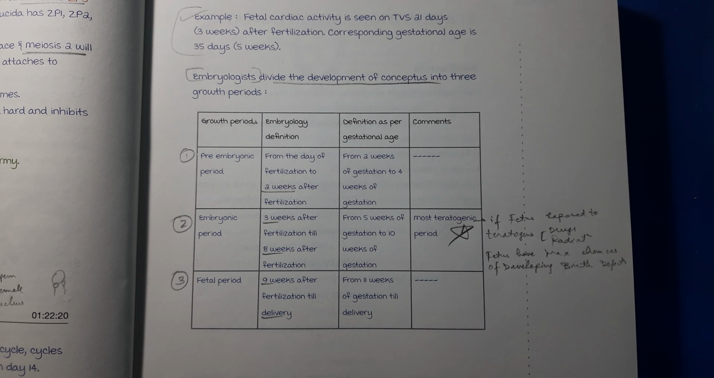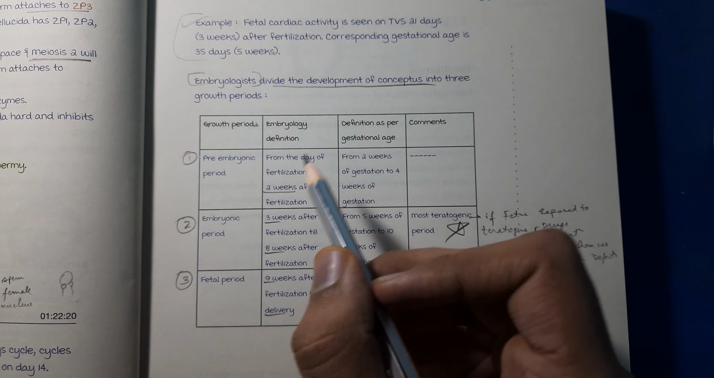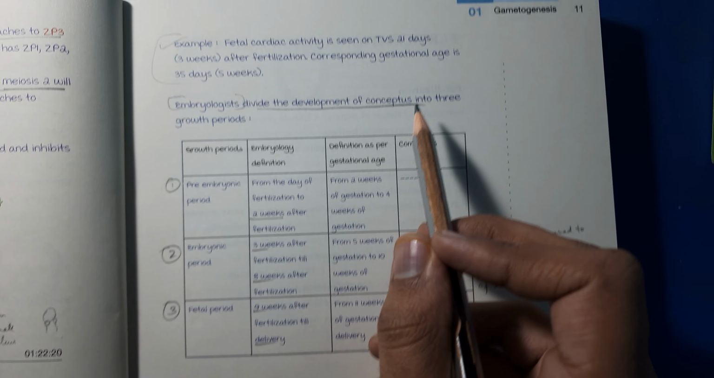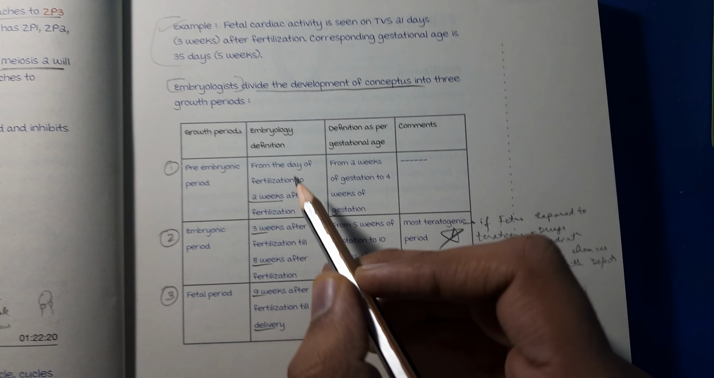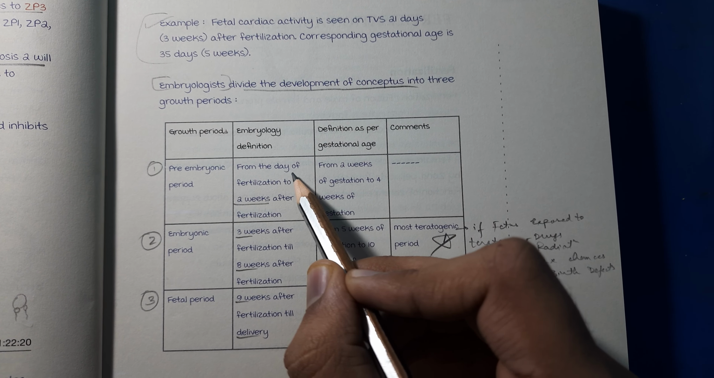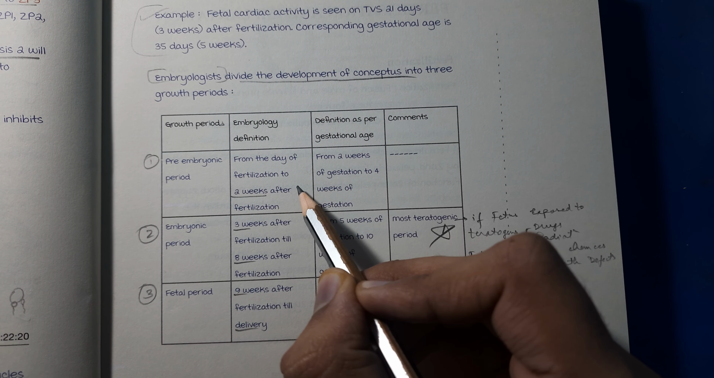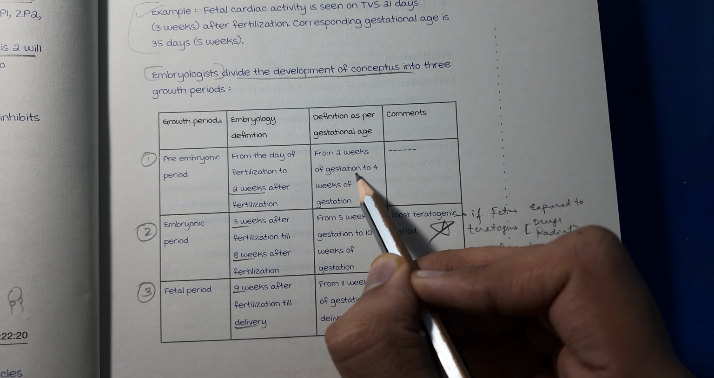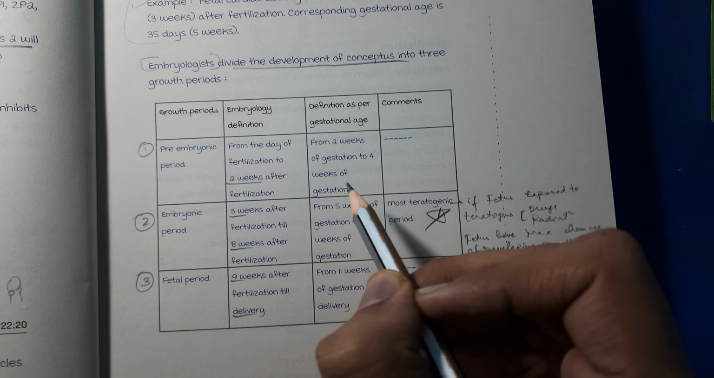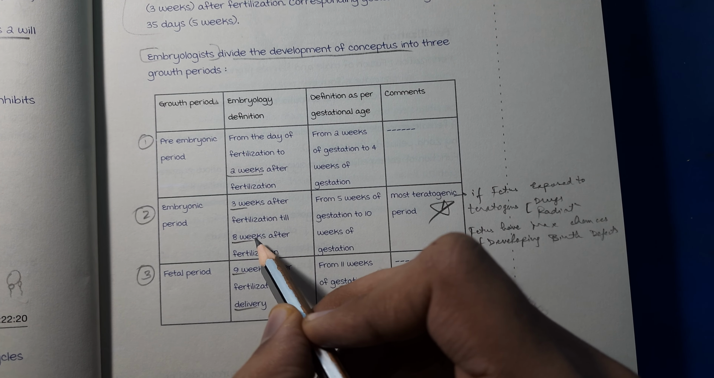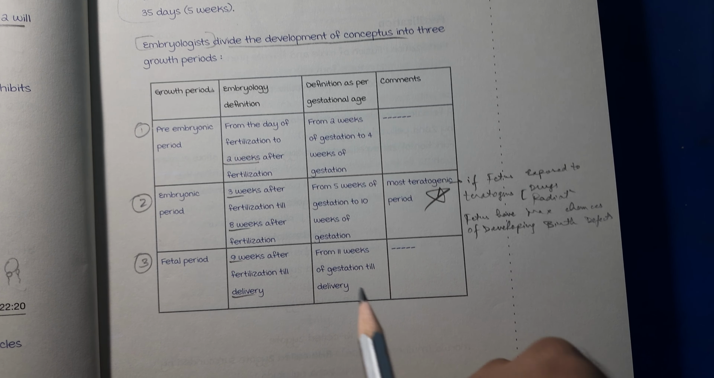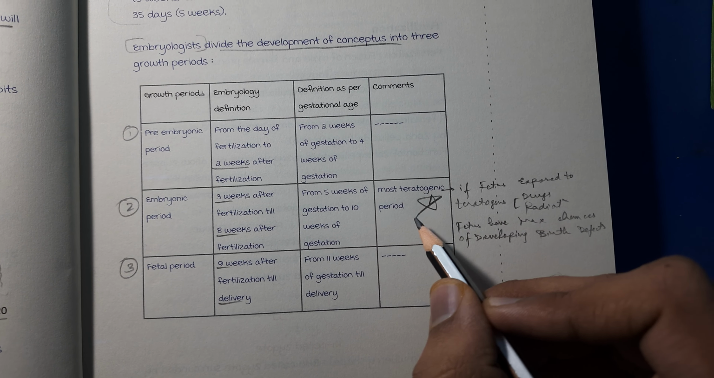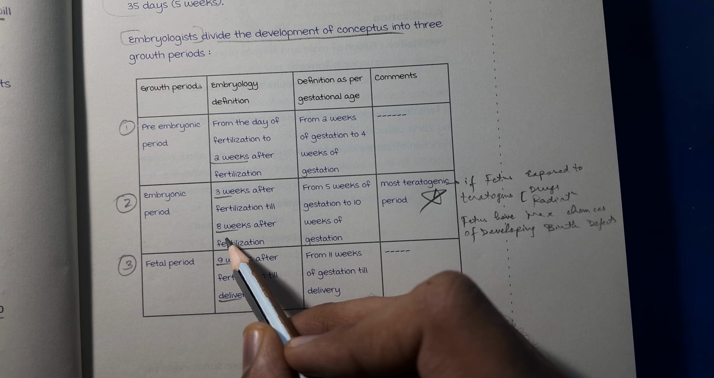Now comes growth periods. Embryologists have divided the growth periods of the conception into 3: pre-embryonic, embryonic and fetal. The pre-embryonic period is from the day of fertilization to 2 weeks, but in gestational age terms, this will be from 2 weeks of gestation to 4 weeks of gestation. The embryonic period is 3 weeks to 8 weeks, here it is plus 2. The fetal period is 9 weeks to delivery, and the most teratogenic period is this 3 weeks to 8 weeks period.